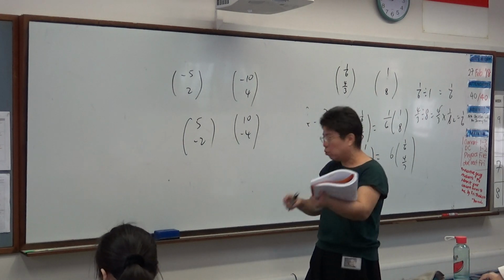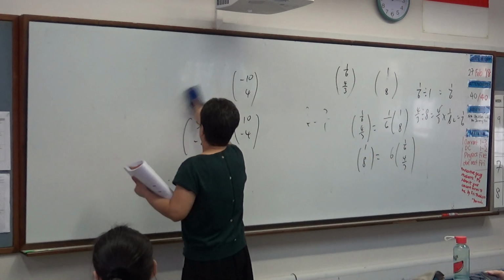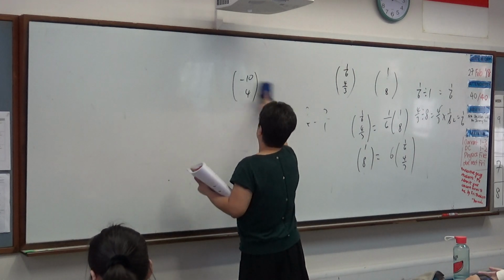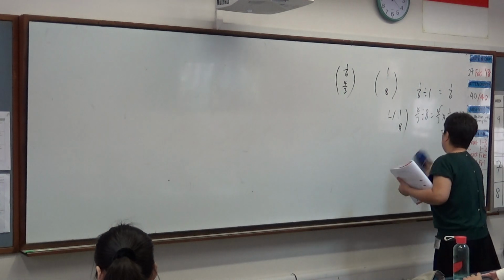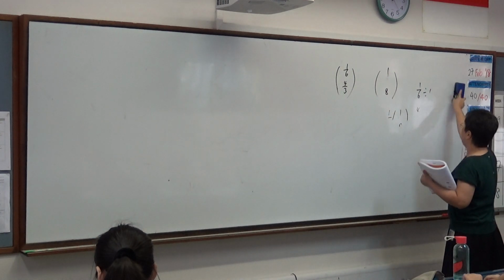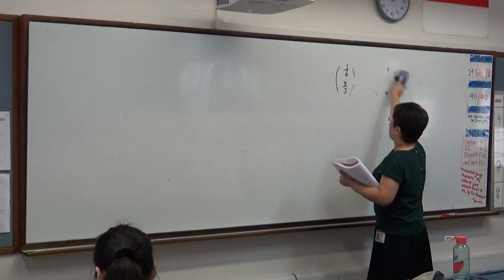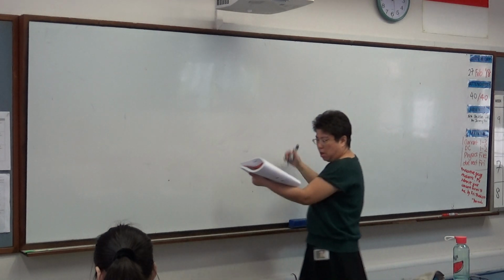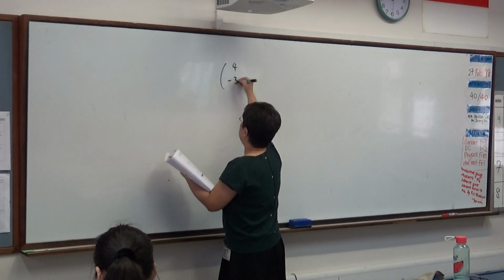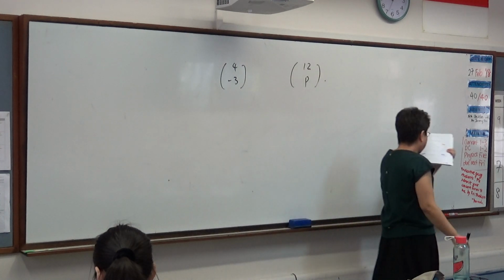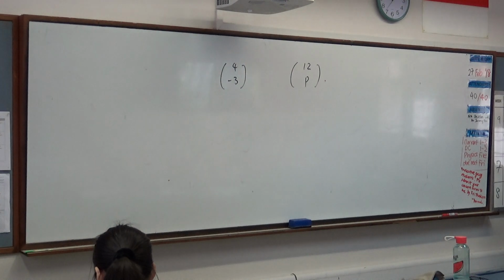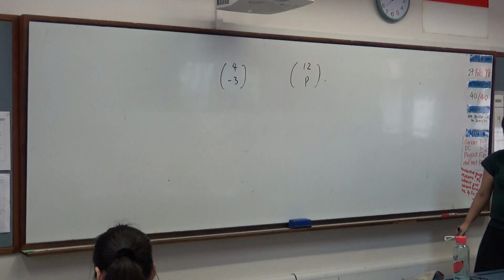I will look at question 2. All of you look at question 2. I'll give you a shortcut to do the question. Because I don't like the way that they present it. One scalar multiple straight away, everybody fit. Okay. Given that 4, minus 3 and 12, p are parallel vectors, find the value of p.